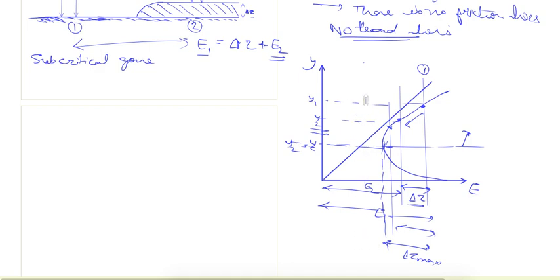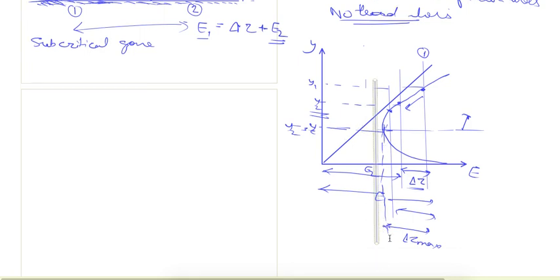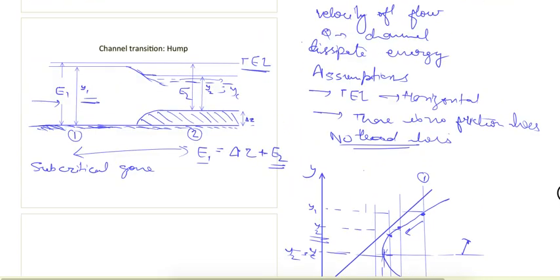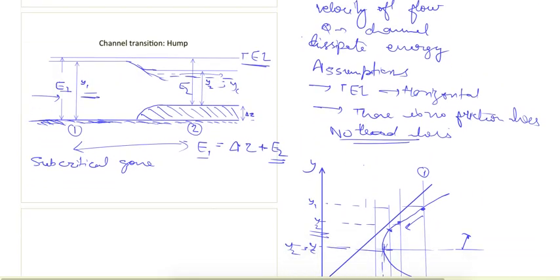Let's say something here. So there is no intercept between this curve and this line. So there is no depth possible for this height of hump. So what will happen here? Here the specific energy at section 1 will increase. Then only this increased height of the hump can be provided.